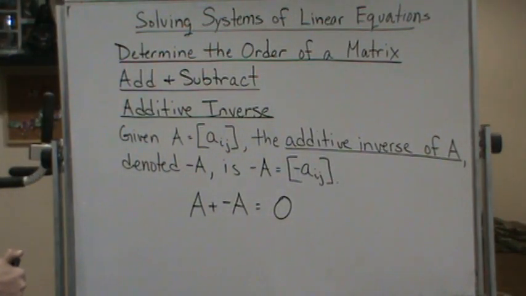Okay, that's it. So that is the definition of the additive inverse. So the next thing we're going to do is talk about properties of matrix addition.